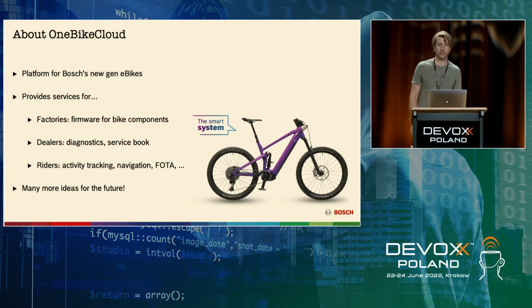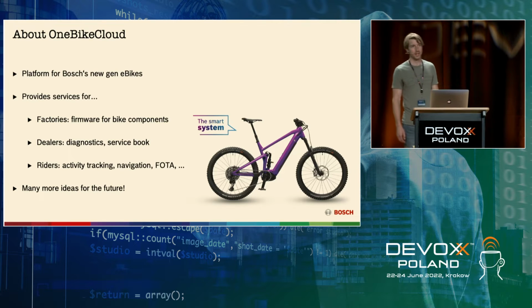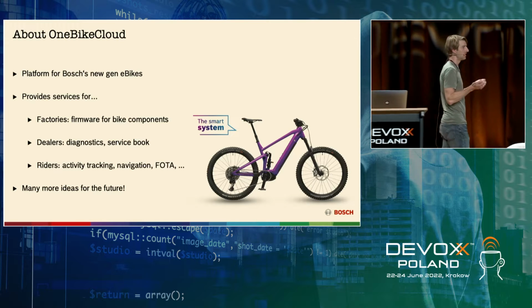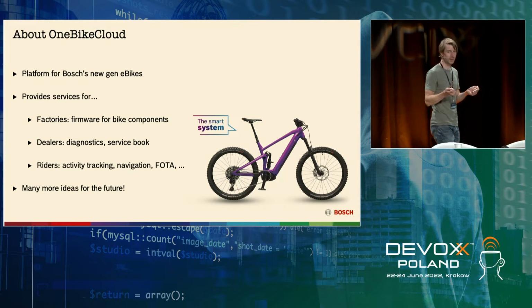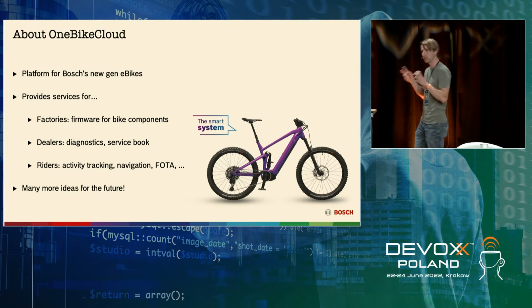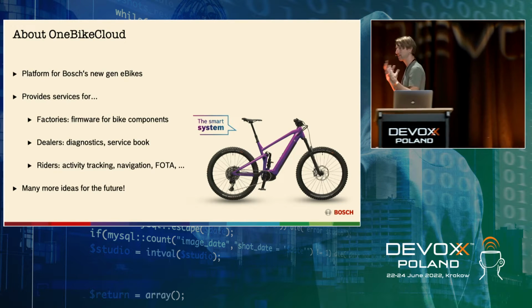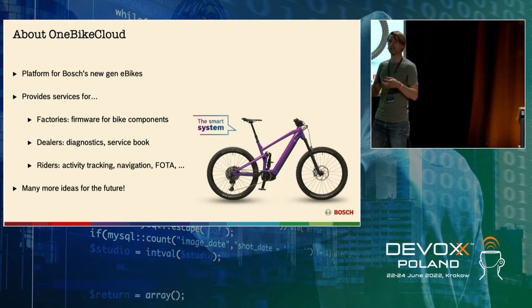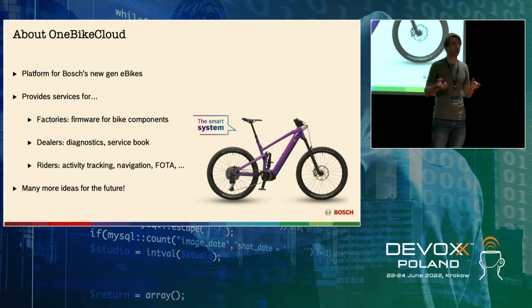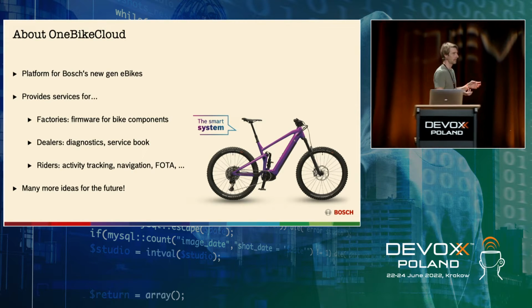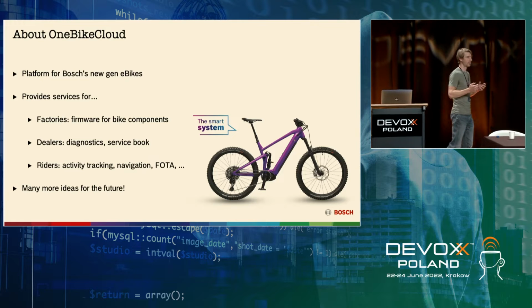So the project that I'm working for, the One by Cloud, is the platform for Bosch's new generation of e-bikes, although that's not quite accurate because Bosch doesn't produce e-bikes themselves. We just produce the components like the drive units or batteries and stuff like that, and then we sell that to the manufacturers and they integrate that into their e-bikes.